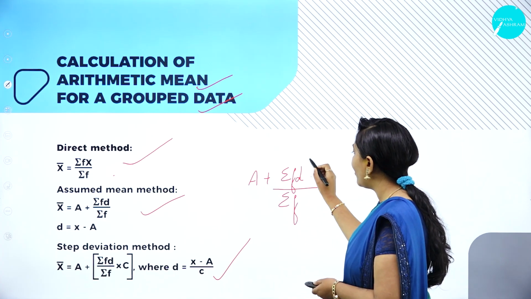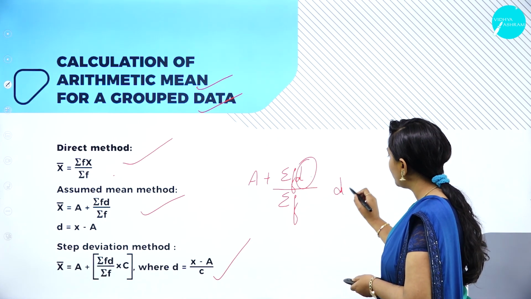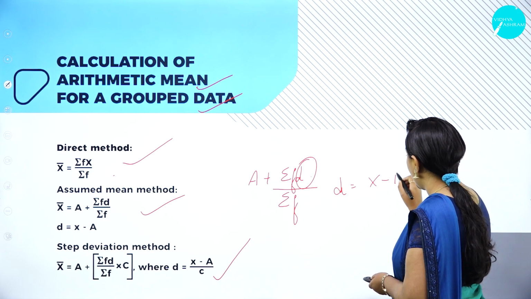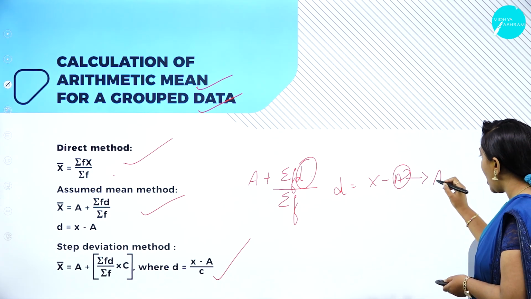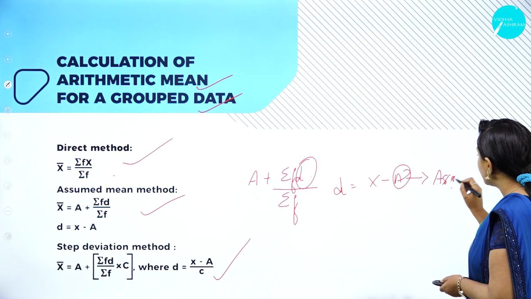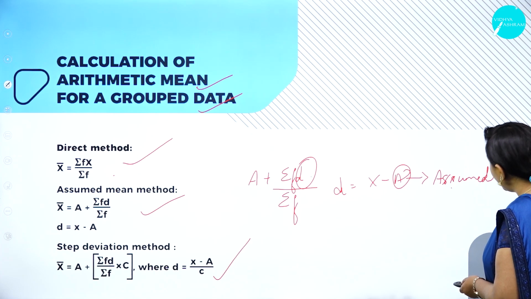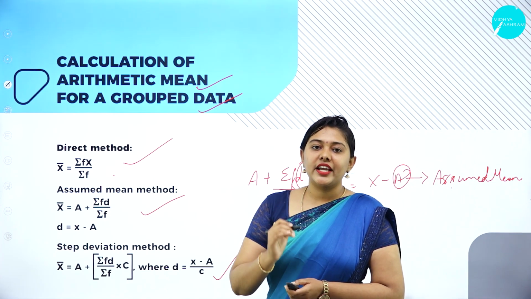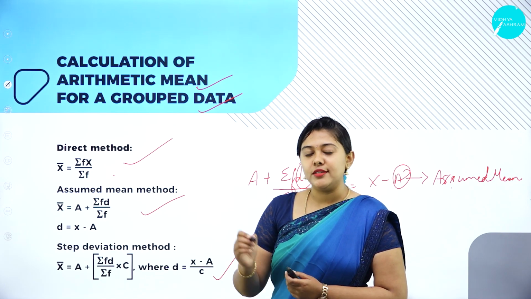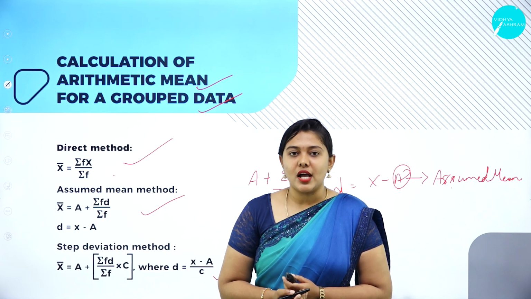This is the formula; now how do we find D? D is equal to X minus A. What does A stand for? A is nothing but your assumed mean. So what is this assumed mean? Any arbitrary figure in your data can be taken as the assumed mean. In the previous individual series also, we took an assumed mean.